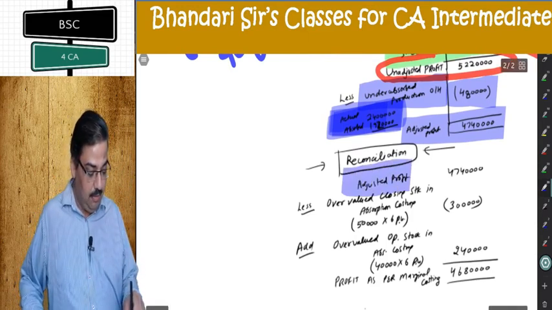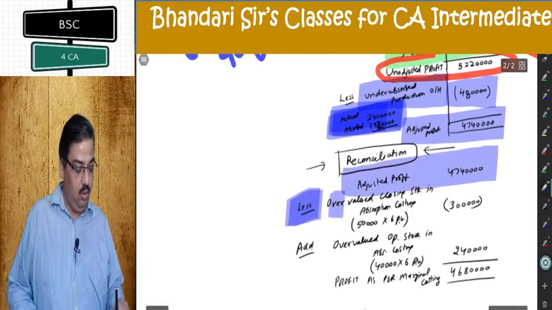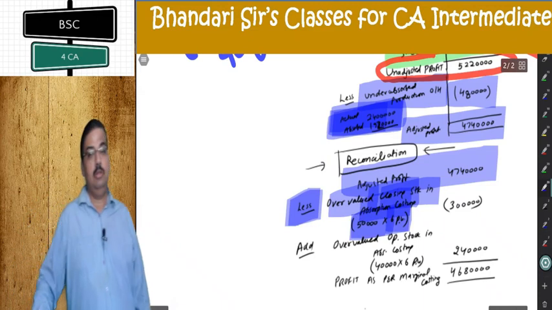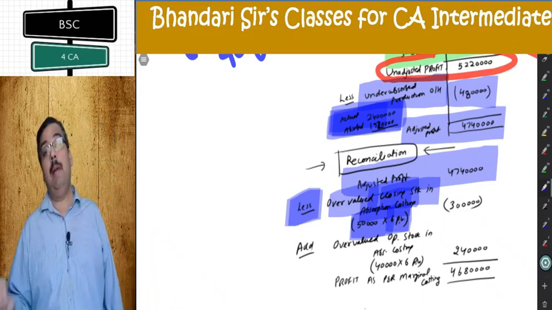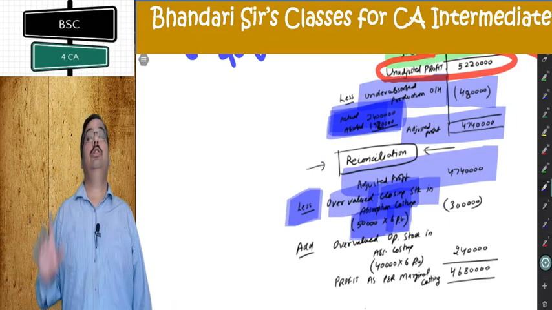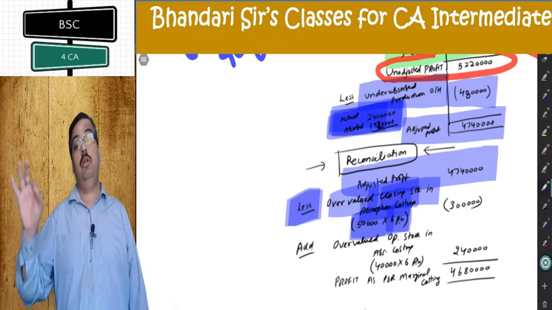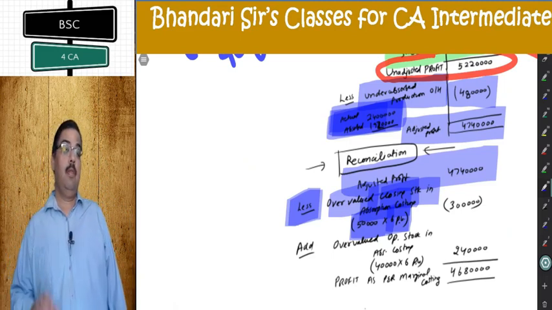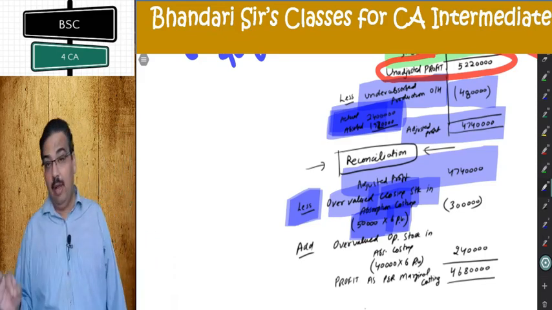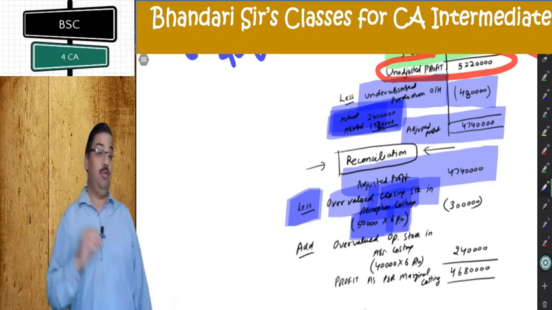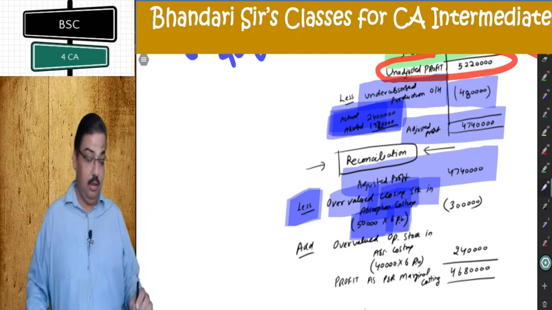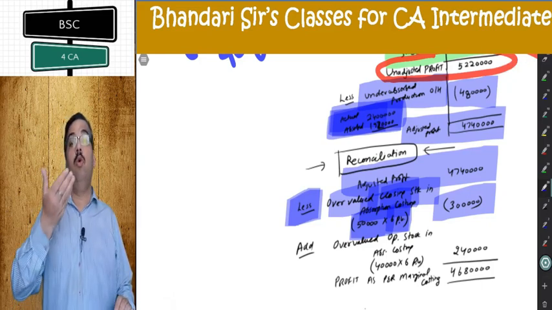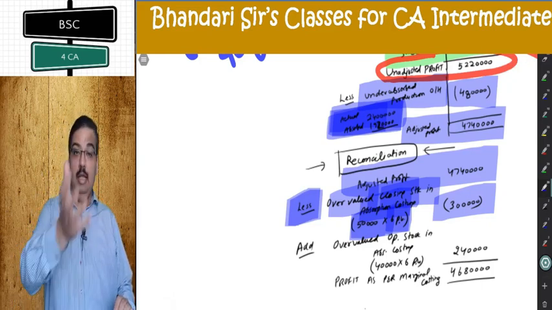I start with adjusted profit, less overvalued closing stock in absorption costing, 6 per unit on 50,000 units. You may or may not be appreciating, under marginal costing, stock is getting valued at variable cost of production per unit, which was 40 per unit. Under absorption costing, we valued at 46 per unit. So 6 per unit is extra. 6 per unit on 50,000 unit closing stock is 3 lakh. 3 lakh was overcharged, overvalued closing stock in absorption costing.